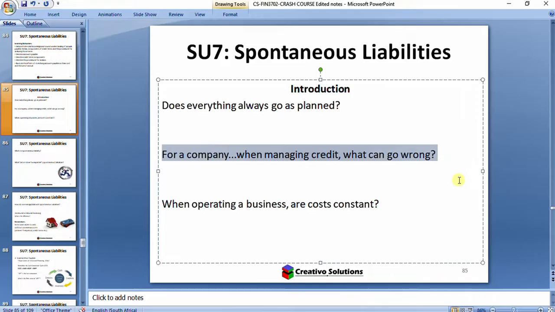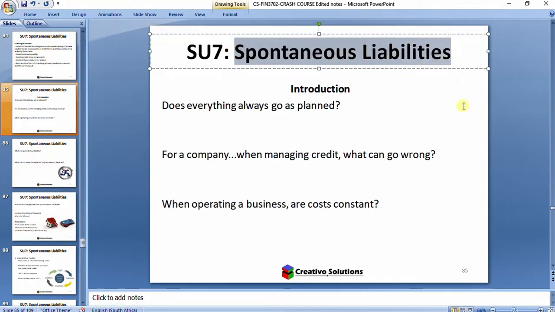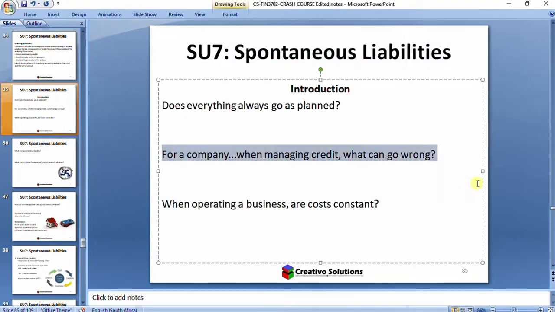Forget about debtors now. We're changing focus. We're looking at spontaneous liabilities. We're looking at creditors. Think about owing people, owing suppliers. If you don't have enough to pay them, that's good. You run out of cash. Or interest rates go up, so that increases your costs. Luckily, we don't have to worry too much about that. It's more the time value of money that will come up.